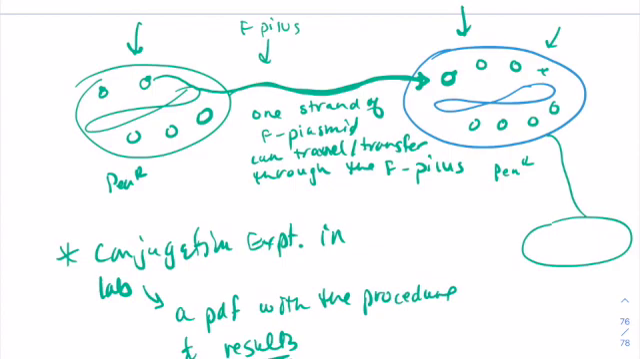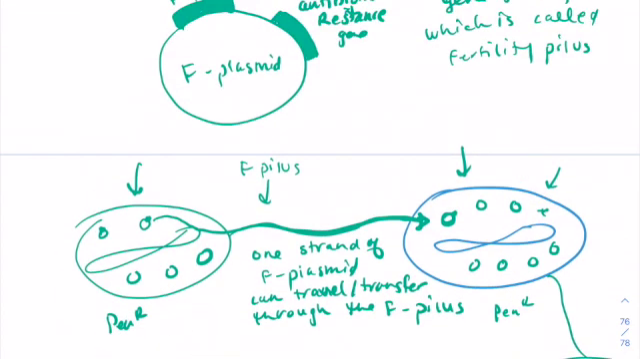But the point is that with conjugation, these cells have to meet each other, right? They got to get together to conjugate.